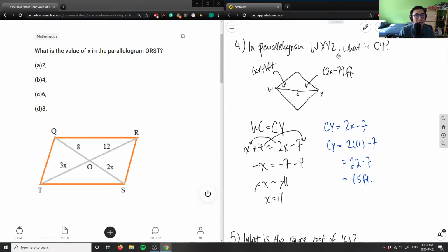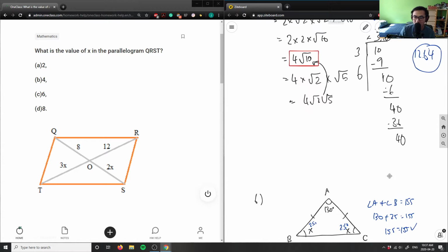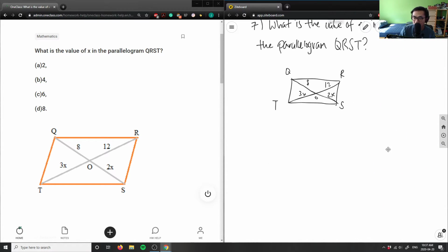And we knew from the property that cy here equals wc, right? We know that because the length from w to c and c to y is exactly the same. So I can do the exact same for this question, right? From Q to O and from O to S is the same length. From T to O and from O to R is also the same length here. So let me justify this, and let me write this down for us here.